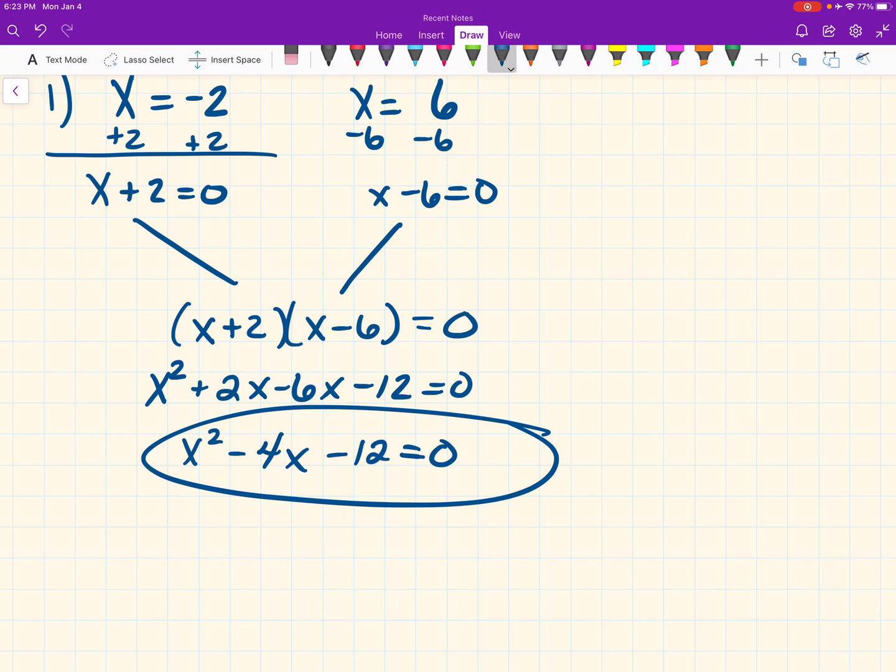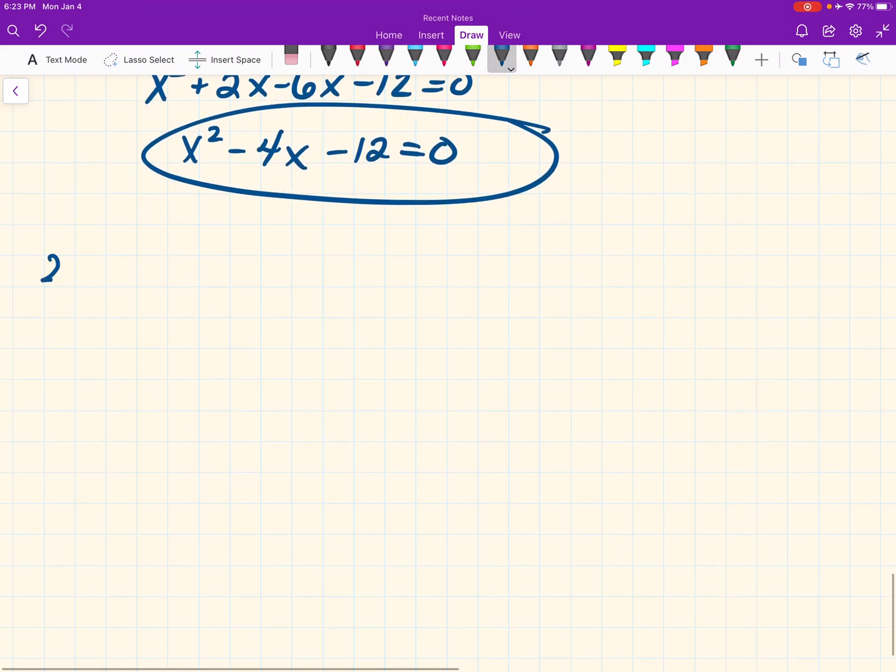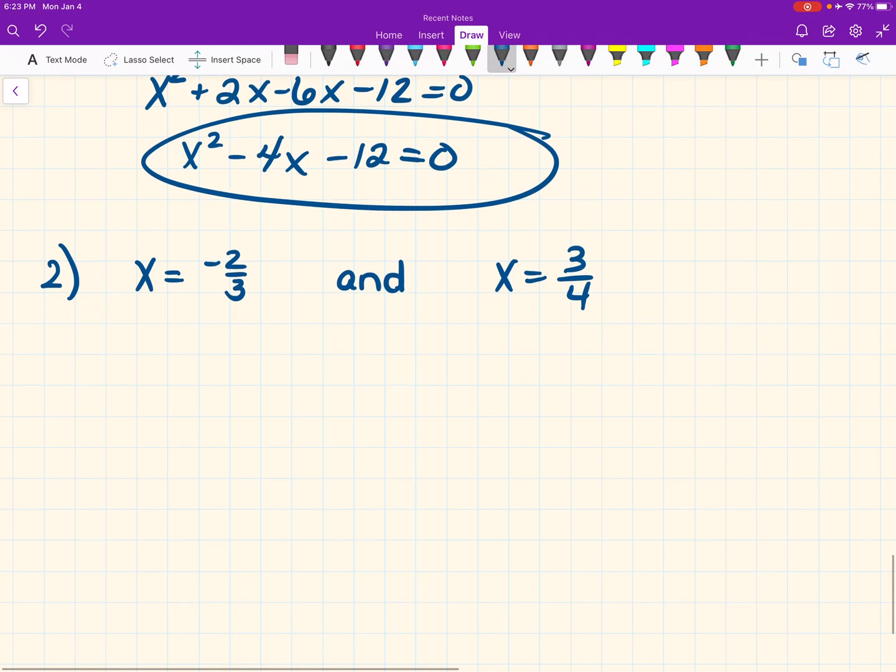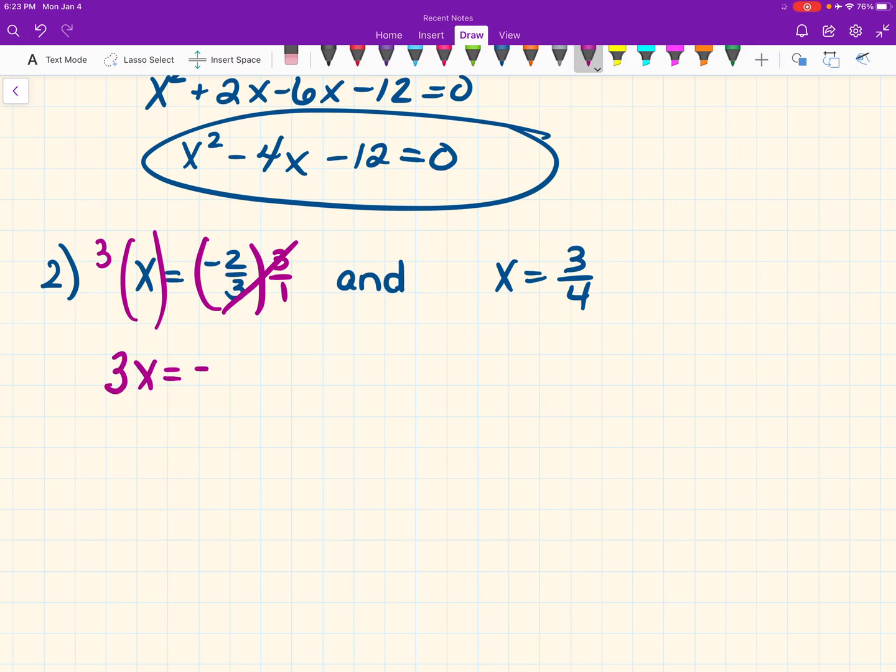Okay? Now, people get all upset when they ask, what if the answers are fractions? This is actually pretty easy if you listen to what I'm saying. We're going to clear the fraction first. Well, how do I get rid of a 3 in the denominator? If I multiply by 3 over 1, the 3's will cancel out. But whatever I do to one side, I do to the other.